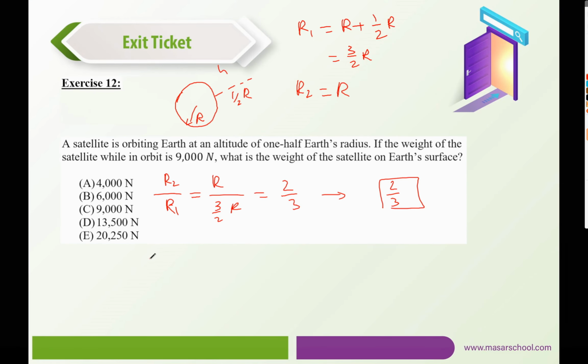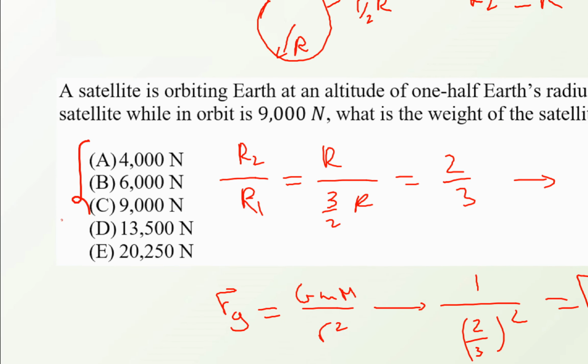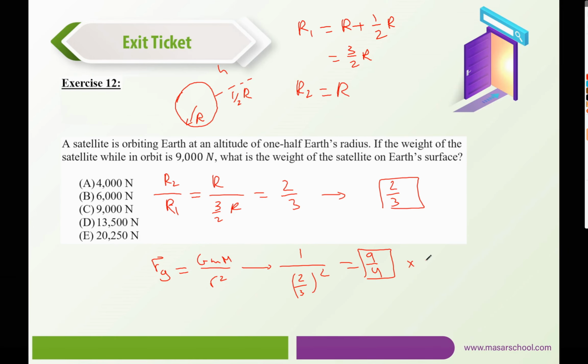The weight represents the pull of gravity. That is given by GM over R squared. Everything is invariant except for the radius, so that would be 1 over (2 over 3) to the power of 2, which is basically 9 over 4. But notice that they don't want the factor, they want the value, so simply we will multiply by 9,000. Plugging this expression into the calculator, we're going to find a value of 20,250 newtons, making E the correct answer.